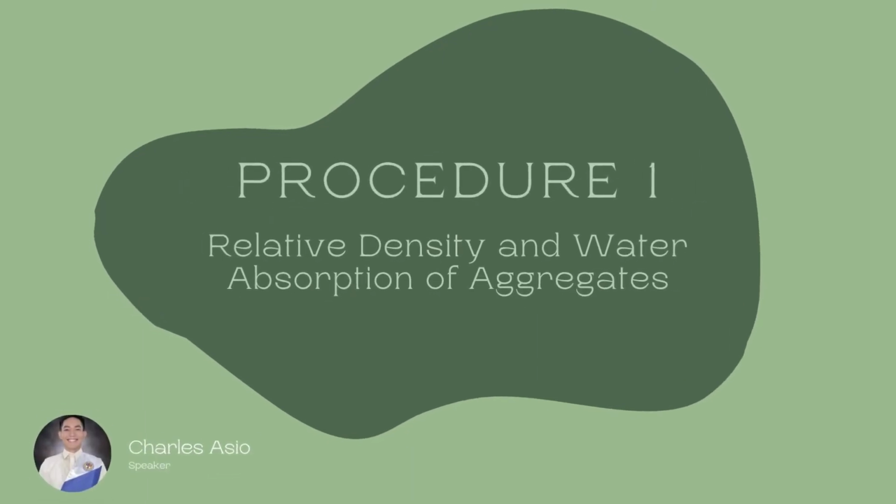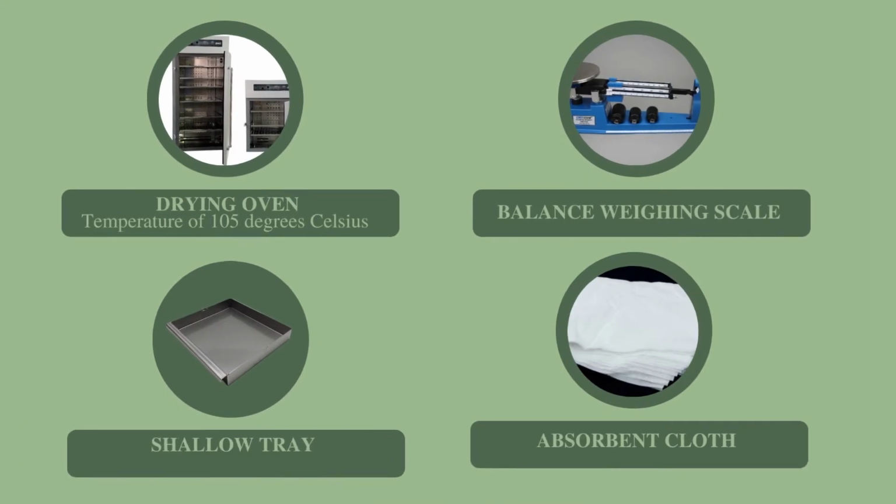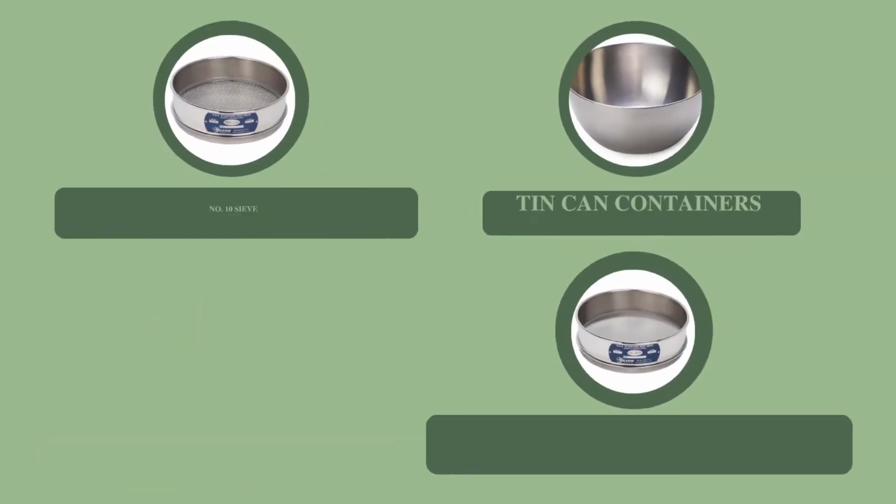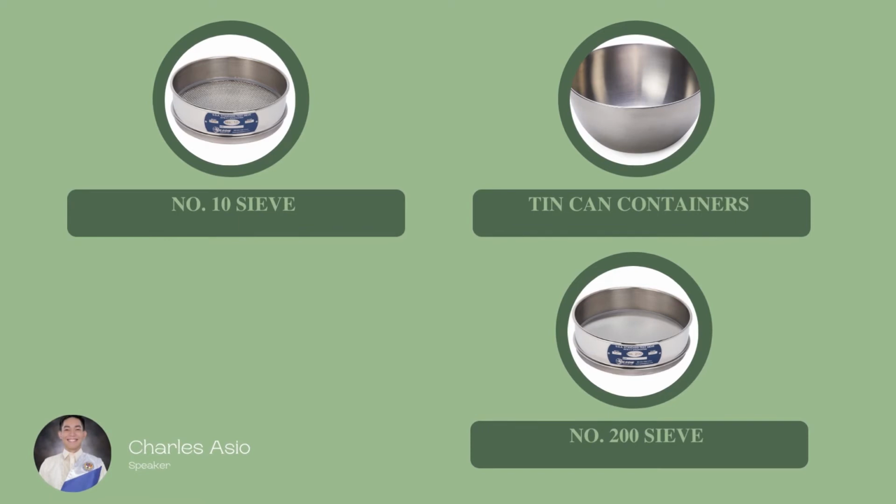The materials used in Part 1, Relative Density and Water Absorption of Aggregates, is first, a drying oven with temperature of 105 degrees Celsius. Second, a balance readable to 0.5 grams. Third, a vessel up to 2 kilograms capacity. Fourth, 2 dry soft absorbent cloths. Fifth, a shallow tray. Sixth, tin can containers to take the sample. Seventh, number 10 sieve. And eighth, number 200 sieve.